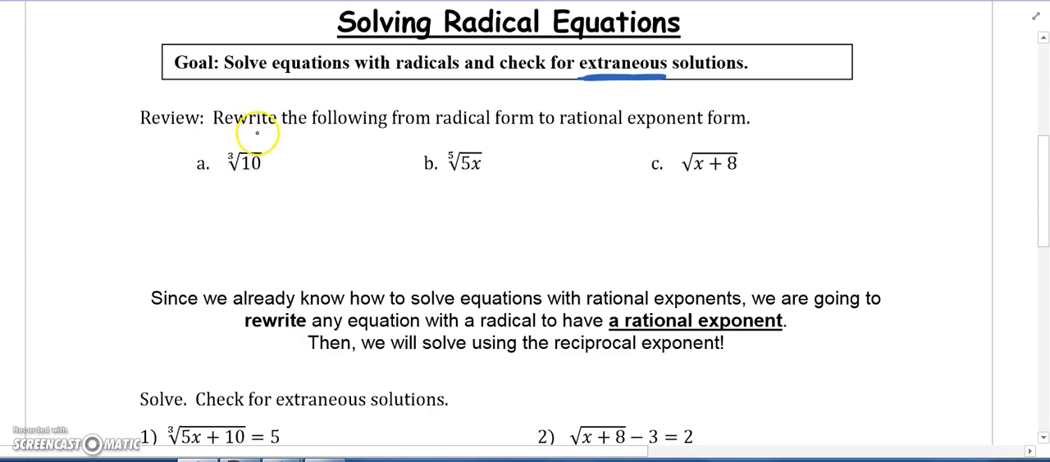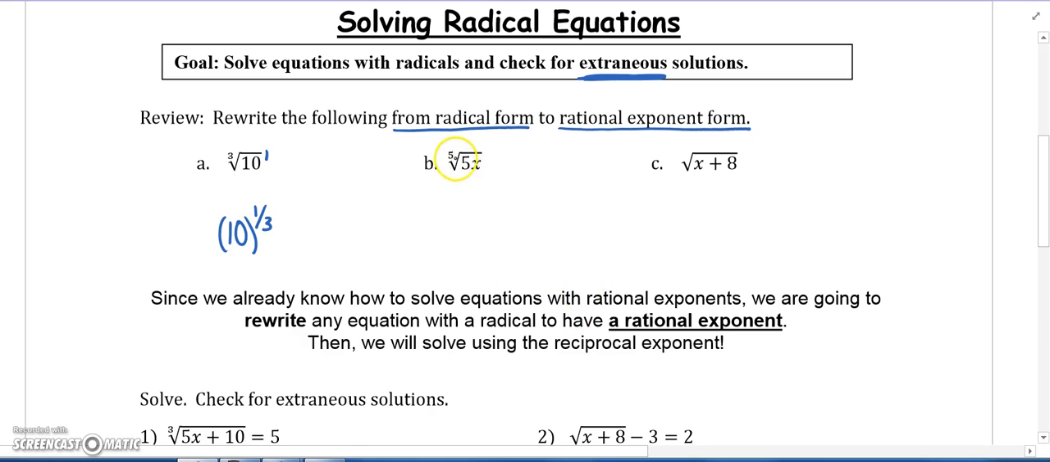Letter A, we're going to rewrite the following from radical form to rational exponent form. For letter A, the third root of just 10. Remember, in order to write it as a rational exponent, you need to know the exponent and the root. I can see my root is 3, but I don't have an exponent here. Do you remember what the exponent is? That's right, just a 1. So if I wanted to rewrite this, my base, the part inside, is kind of the part in parentheses if you want to think of it, and then my exponent becomes 1 divided by 3. Root on the bottom, exponent on the top.